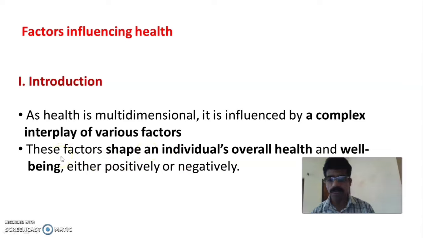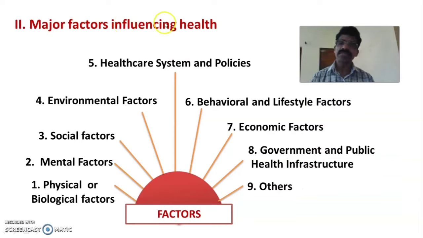These complex factors which shape an individual's overall health and well-being either positively influence the health of the person or negatively make an impact on the health and well-being of the person. So our health is influenced by a complex interplay of various factors, which shape our overall health and well-being either positively or negatively. The major factors influencing health include 8 major factors and some other factors.